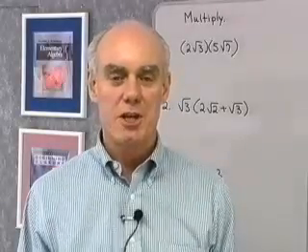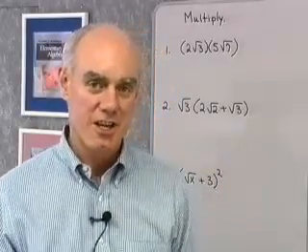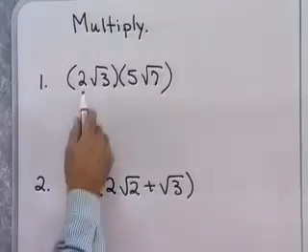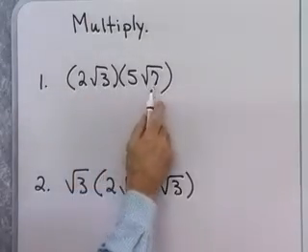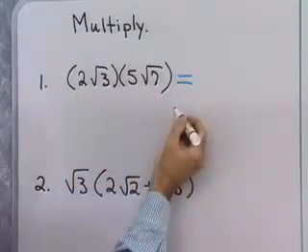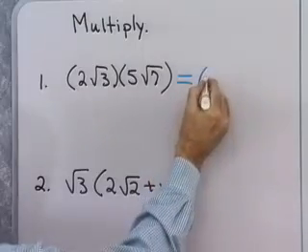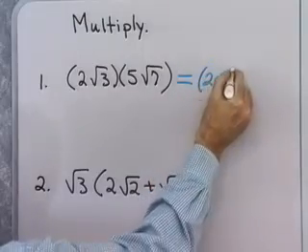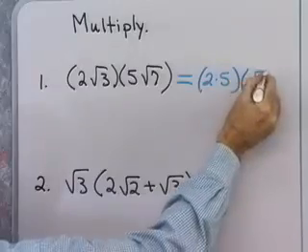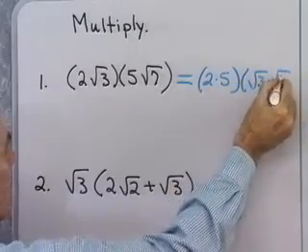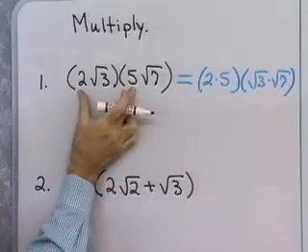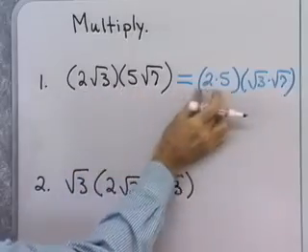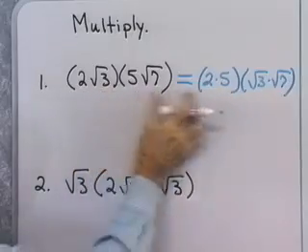Now some multiplication and division with expressions that contain radicals. Here I want to multiply 2 square root 3 times 5 square root 7. I'm going to apply the commutative and associative properties of multiplication to write this as 2 times 5 times square root 3 times square root 7. So I group the numbers that are outside the radical together, and I group the numbers with radicals together.